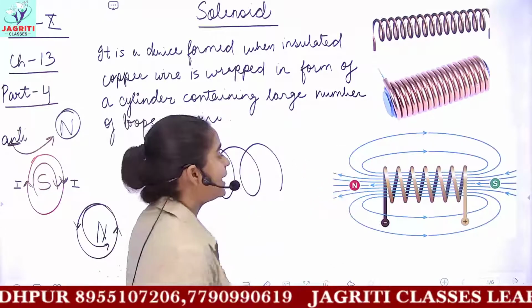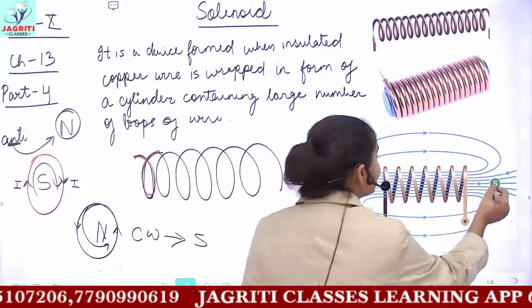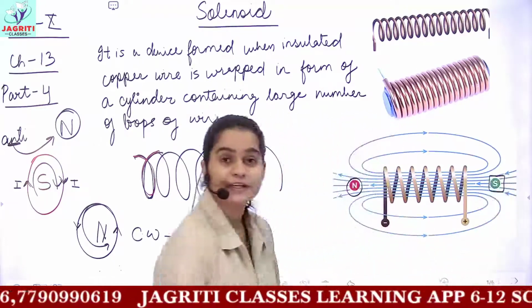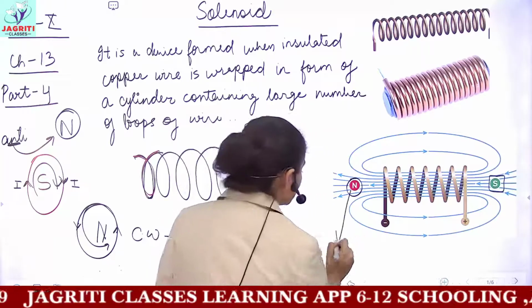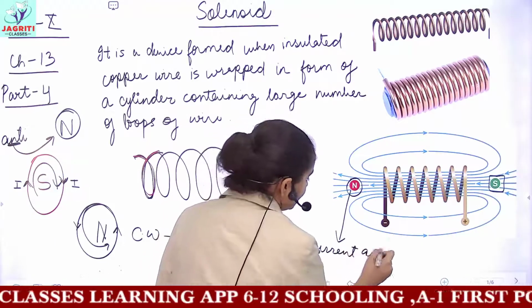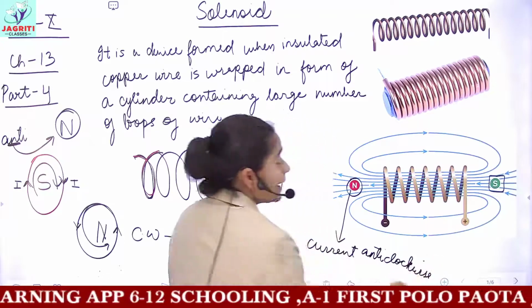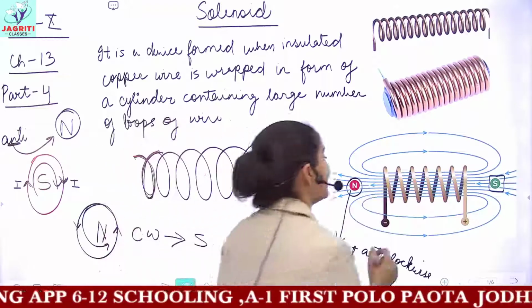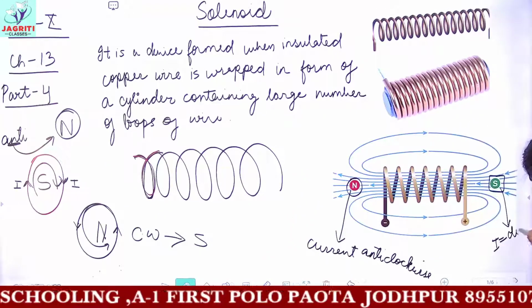So on one side you will have a north pole created, and on the other side you will have the south pole created. This north pole is created when current is flowing in an anti-clockwise direction, and the south pole would be created at the place where the direction of current is clockwise.